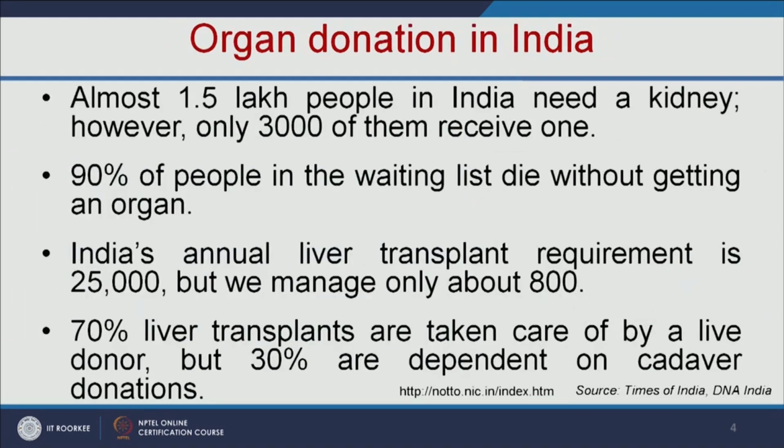So let us see the statistics in India. So in India almost 1.5 lakh people need a kidney, but only 3,000 of them receive it, and 90% of people in waiting list die without getting an organ. So India's annual liver transplant requirement is 25,000, but we manage only about 800, and 70% of liver transplants are taken care of by a live donor, and remaining 30% depend on cadaver donation. Cadaver means dead body.